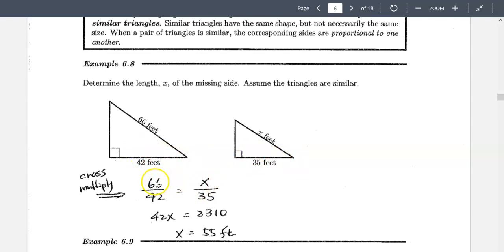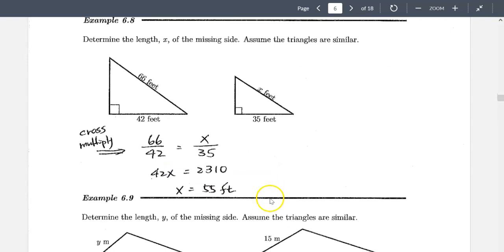So if I decide to put 66 on top and 42 on the bottom, then I have to do the same thing with the second triangle. I have to put the hypotenuse on top and the leg on the bottom. Then we cross multiply like we learned before. Then when you divide 2310 by 42, you get 55 feet. So the missing x here, this hypotenuse, is 55 feet.